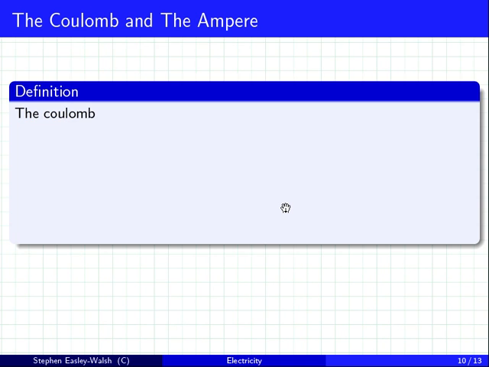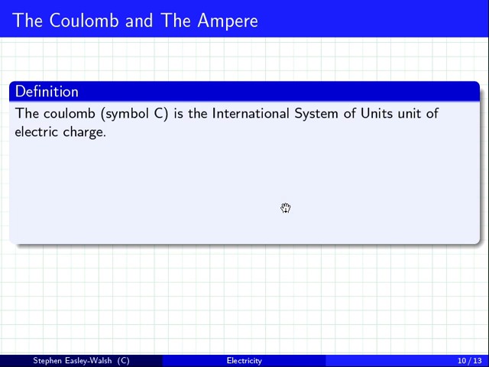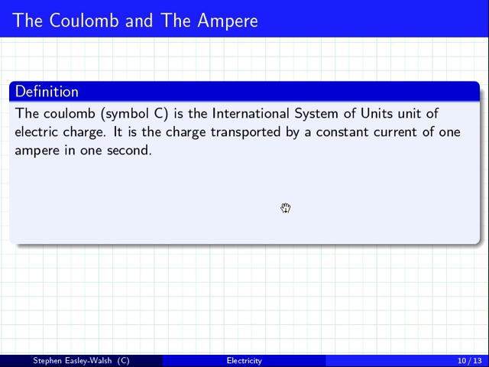Now, the Coulomb. The symbol is C, and it's how we measure charge. The definition of Coulomb is quite simple compared to the last definition. A Coulomb is the charge you have when you have 1 amp for 1 second. So if you have 1 amp for 1 second, you have 1 Coulomb. As a formula, you have charge equals current multiplied by time.